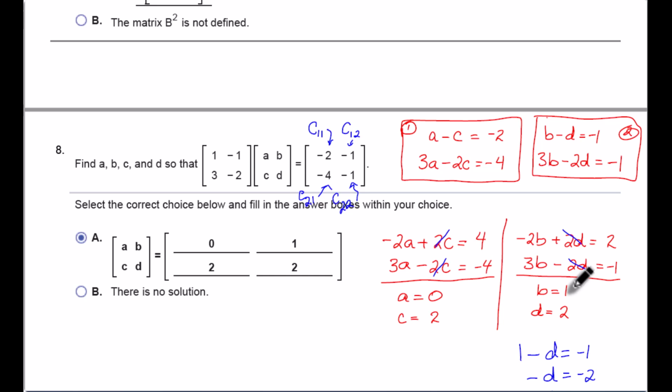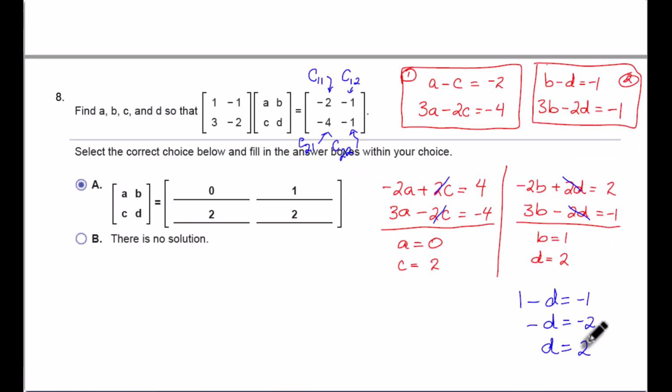And so now if you plug it in, let's see, 1 minus D is minus 1. If I move the 1 over, I get a minus 2. So minus D is equal to minus 2. So multiply both sides by a negative 1, and I get D is 2. So now I know what A, B, C, and D are, and if I multiplied these two things together, I should get the final matrix there on the end.